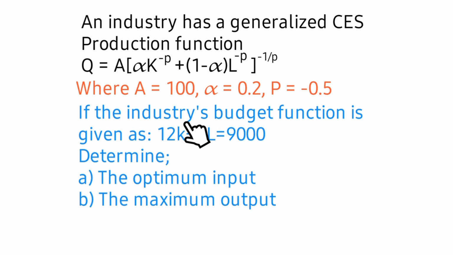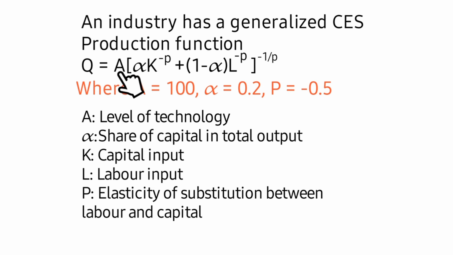If the industry's budget function is given as 12K plus 6L equals 9,000, determine A, the optimal input, and B, the maximum output. CES stands for constant elasticity of substitution. In the given equation, A means level of technology, alpha means share of capital in total output, K is capital input, L means labor input, and P is the elasticity of substitution between labor and capital.